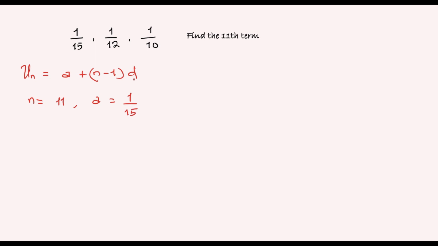And now our d. Now our d is simply gotten by subtracting any successive terms. So if we have 1 over 12, which is the second term, minus 1 over 15. Here we have an LCM of 60. So 60 divided by 12 is equal to 5. 5 times 1 is equal to 5. And 60 divided by 15 is equal to 4. So 4 times 1 is equal to 4. So we have 1 over 60, which means that our d is equal to 1 over 60.